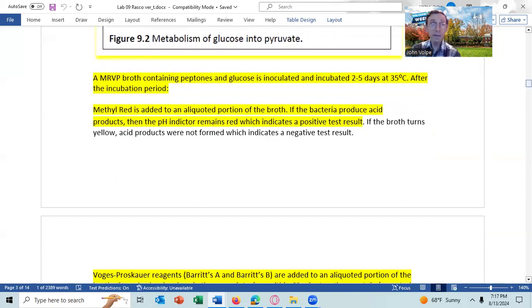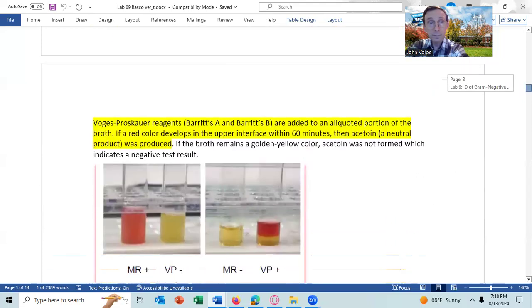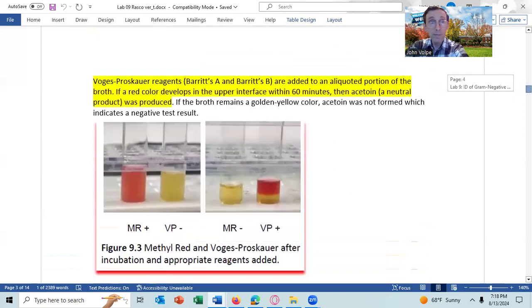As I stated, in the MR-VP broth, you normally have one tube, which is inoculated with your test organism, and then you grow that, incubate the tube, and then you split it in half. One half will be used for the MR test, one half will be used for the VP test. The methyl red test needs to incubate for 5 days. The VP test may be incubated only for 2 days, but usually if you're doing it together, you'll incubate it for 5 days.